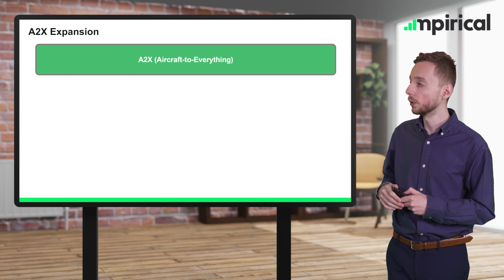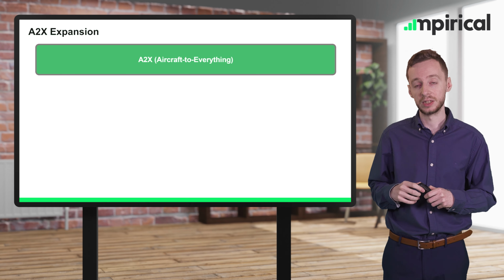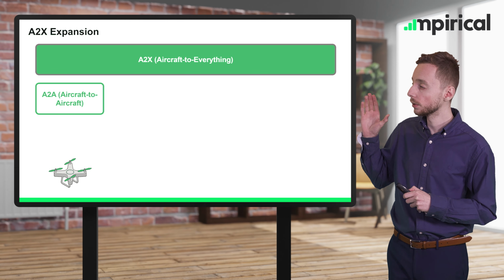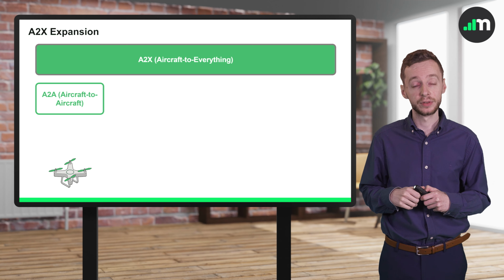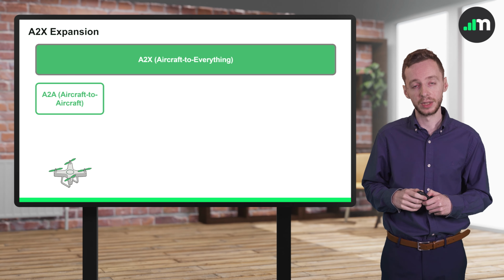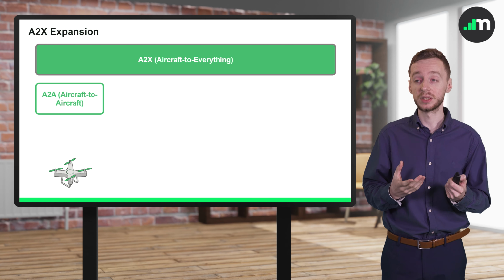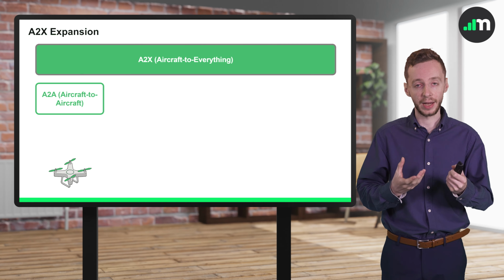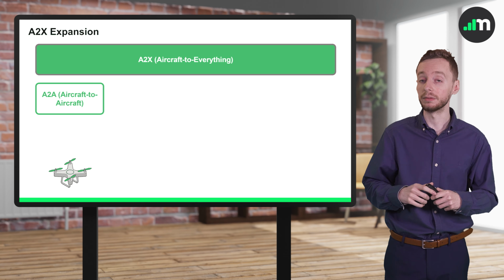And one of those components, if we expand A2X, is the different domains which the specific UAV can communicate with. So one domain we have is A2A, and that is aircraft to aircraft communication. Now this is direct or indirect communication which has been standardized between the UAV and another aircraft. So this could be helicopters, this could be airplanes, this could be other UAVs as an example.